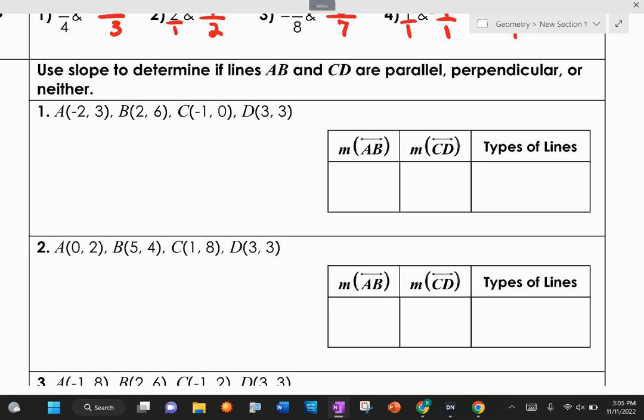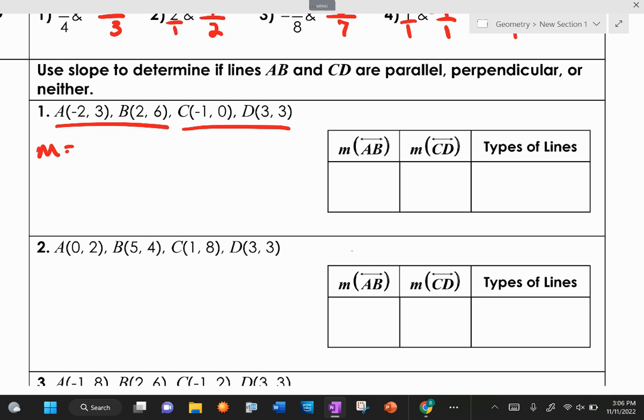Wait, I'm on Algebra 2. Well, you taught algebra, we are at high school. Use slope to determine if lines AB and CD are parallel, perpendicular, or neither. We've got two lines: AB is a line and CD is a line. You're first going to use which formula? y2 minus y1 over x2 minus x1. Slope formula, yes. You are using it for both sets.